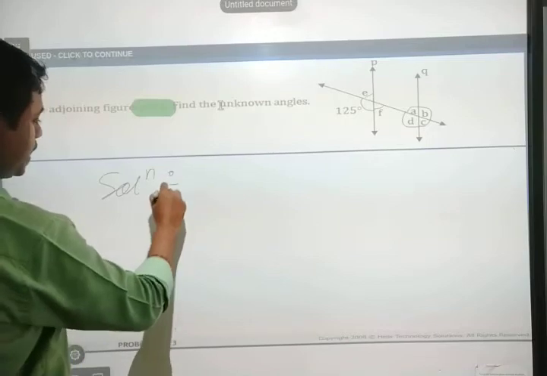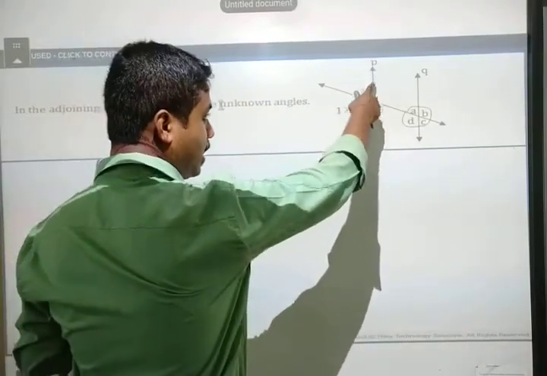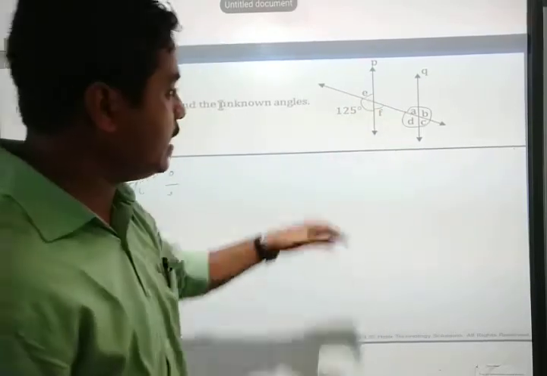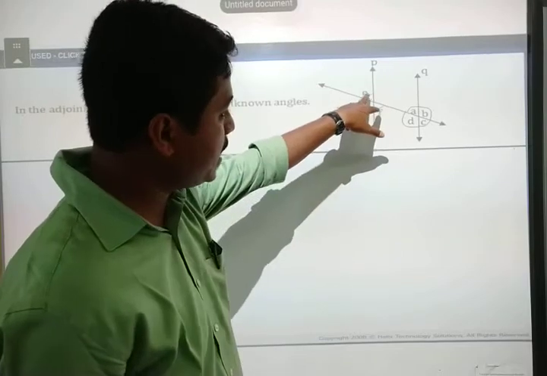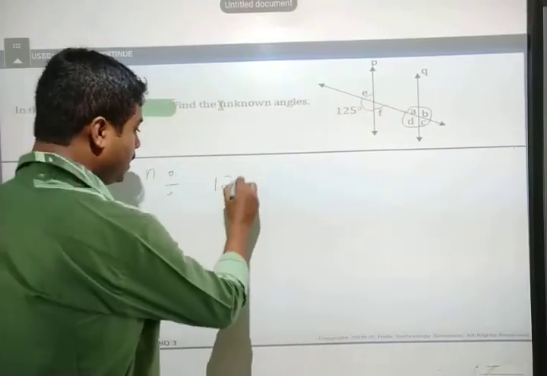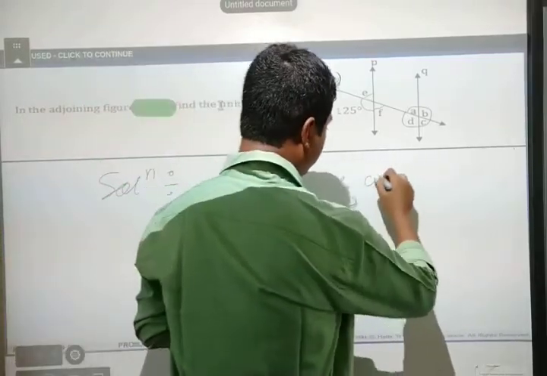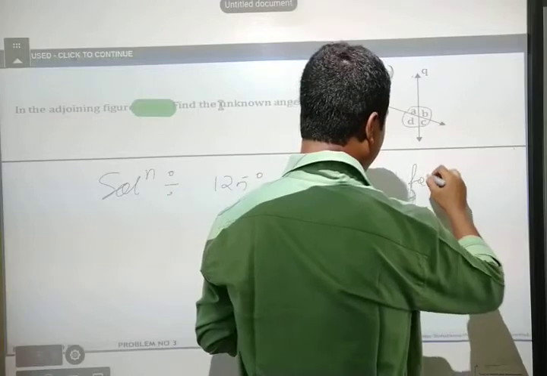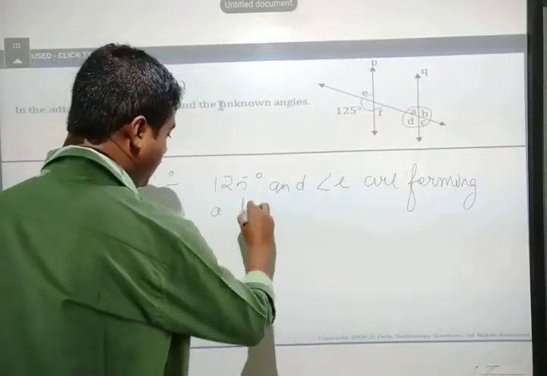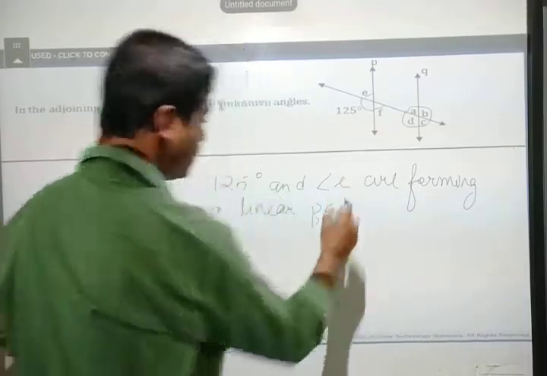So solution, if I try the first one, this is a line, this is one line. So we consider that this 125 degree and the angle E, this is forming a linear pair. Okay, 125 degree and angle E are forming a linear pair.